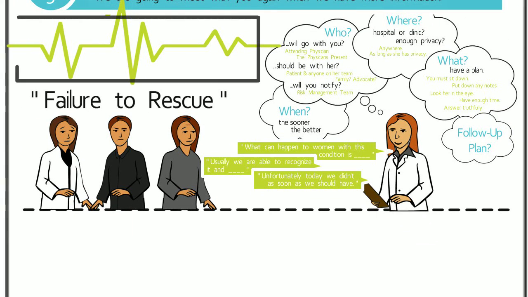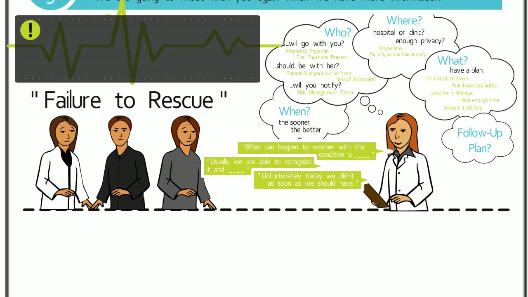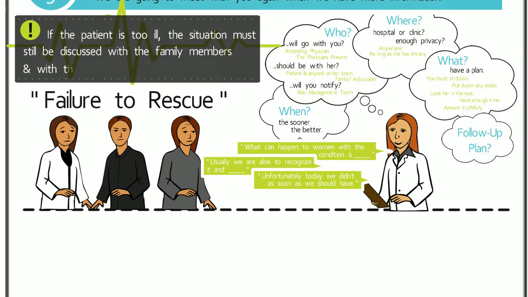Generally, the more serious the harm, the more people who will become involved. If the patient is too ill to participate in initial conversations, the situation must still be discussed with family members and with the patient as soon as she's able to understand the conversation. What happens after the disclosure?